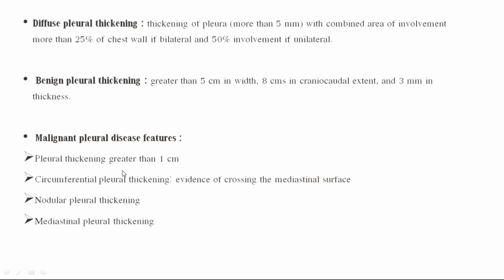Malignant pleural disease features. Pleural thickening in malignant pleural disease, that is mets from other locations, will be greater than 1 centimeter. Circumferential pleural thickening with evidence of crossing the mediastinal surface, nodular pleural thickening and mediastinal pleural thickening are features of malignant pleural disease.